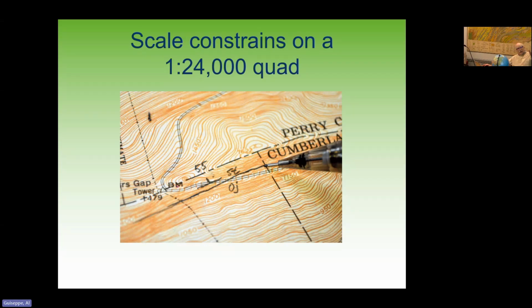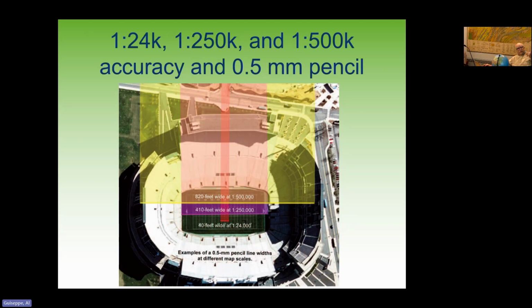So your scale constrains how you map this. You're guessing where you are on the map. Your pencil line is 40 feet wide. But this is how we do that. Now, to get to other map scales, the orange, my pointer here.